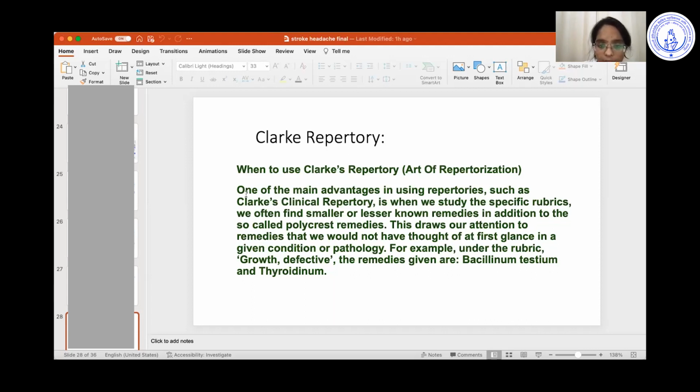See what it is written. One of the main advantages in using this repertoire is that when we study specific rubrics, we often find smaller or lesser known remedies. The basic thing I'll tell you about the Clark repertoire is that it has many polycrest remedies.